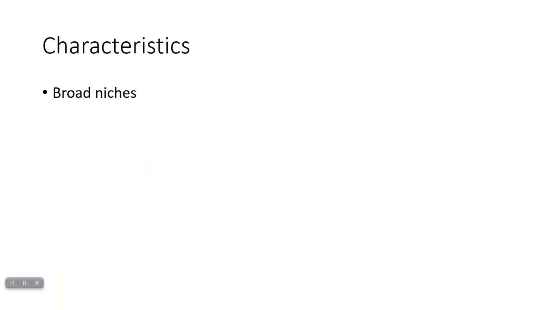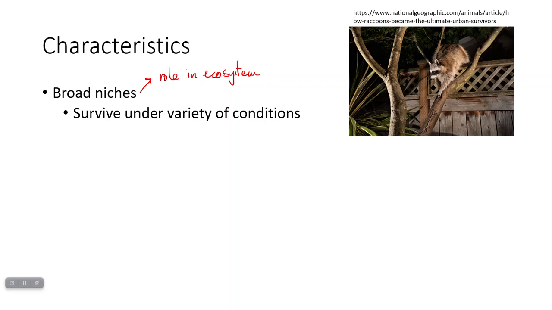So, first, let's talk about what a generalist species is. These types of organisms tend to have broad niches, and if you do not remember, a niche is basically your role in the ecosystem. What you eat, who you're eaten by, where you live, what your resources are that you need. And so generalist species tend to have very non-specific requirements. They're kind of chill, they can live wherever.